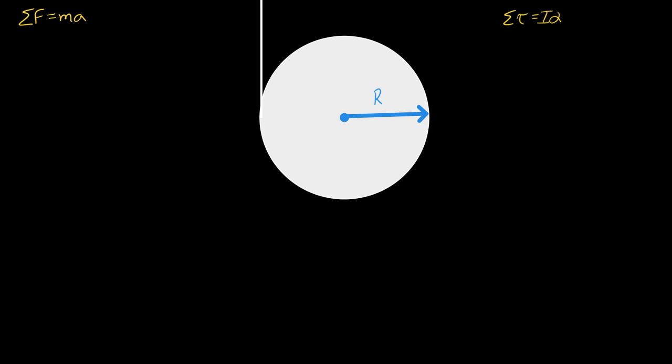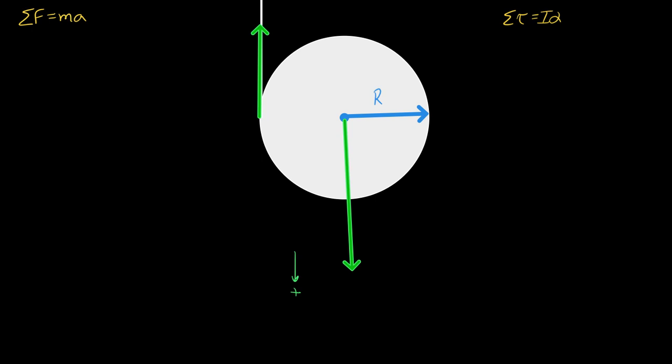So I'll write weight's happening here and tension's happening here. And I think the tension is less than the weight because it accelerated downwards. I'm going to choose downwards to be the positive direction, right? That's your next step. Identify a direction that you will call positive.